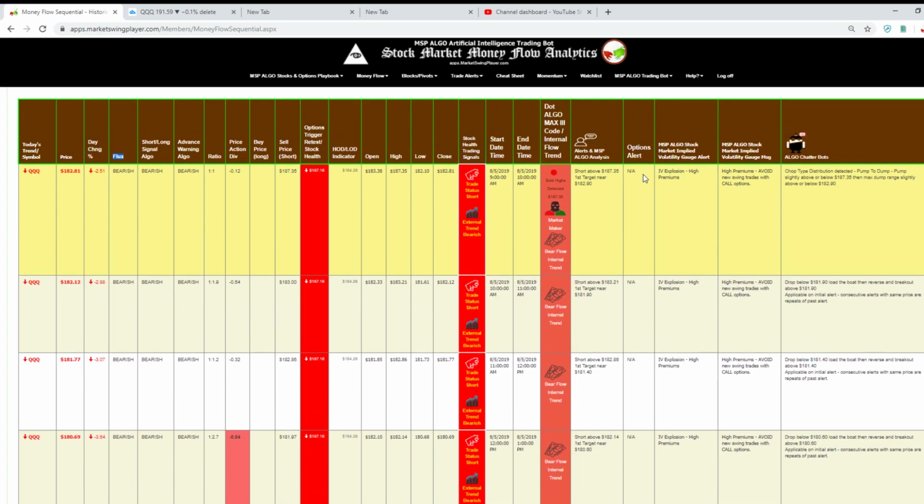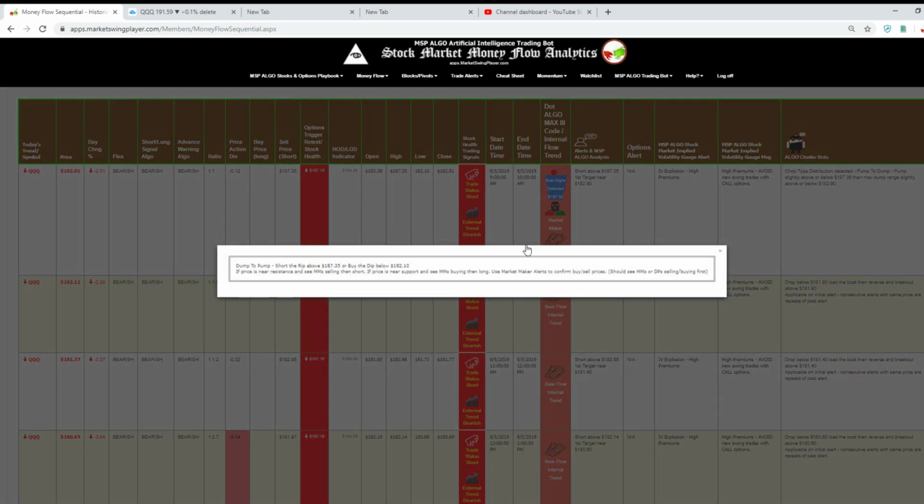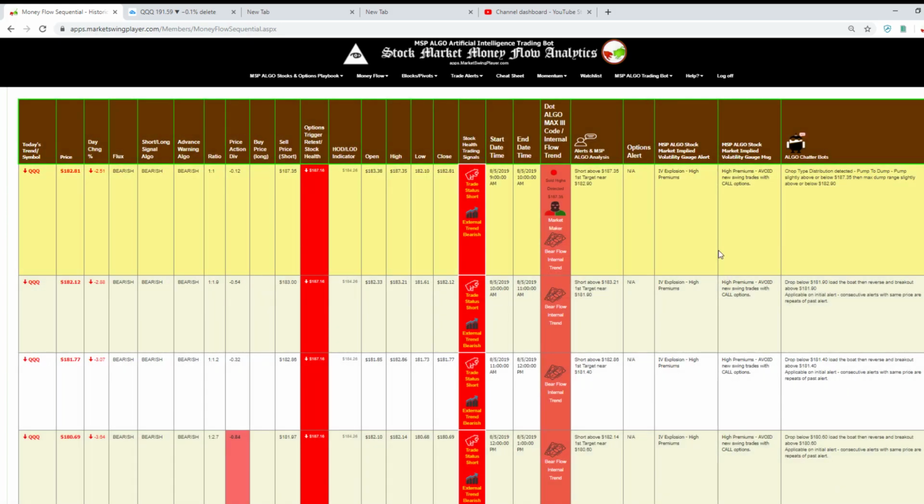So the first thing we see is the market maker, and it's giving us some information about this alert. It says dump the pump, short the rip above 187.35, or buy the dip below 182.10. That's what it was thinking.